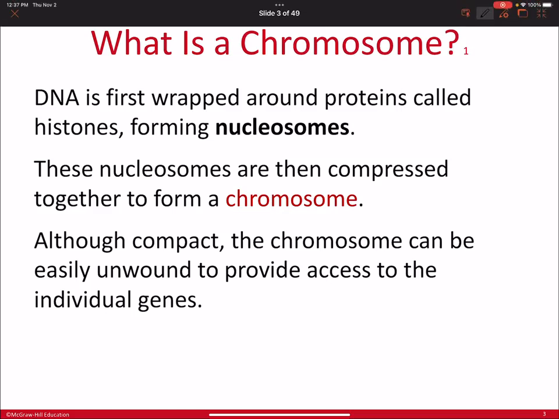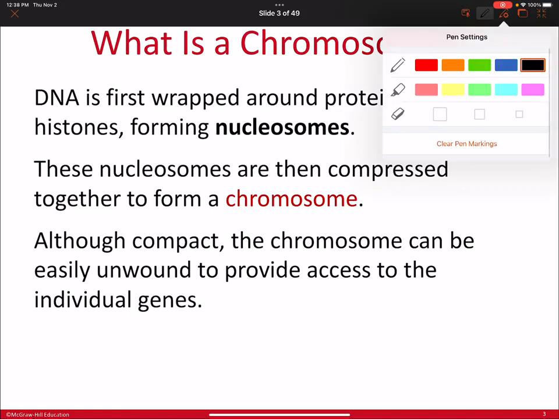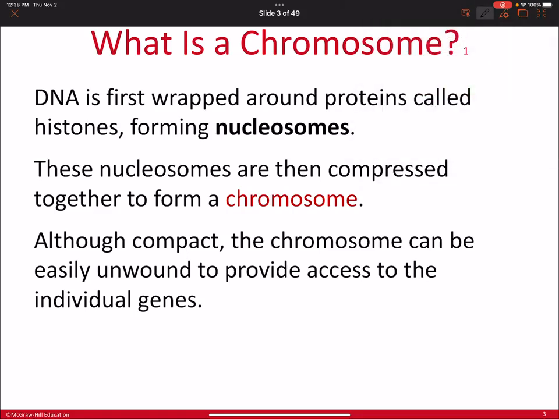Well, what is a chromosome really? We mentioned a chromosome. Chromosomes are long pieces of DNA wrapped around proteins called histones. We call this DNA wrapped around histones a nucleosome, and then those are compressed together to form a chromosome. The chromosome is compact, but it can be unwound to provide access to individual genes. And so I'm going to draw, typically DNA is of course double-stranded. We know that, and you have the nucleotides between. I'm going to reduce this down to just a little tiny thread here.